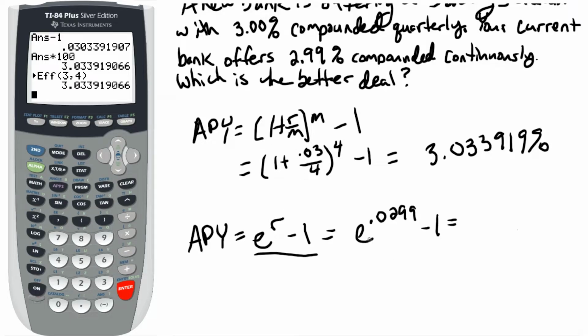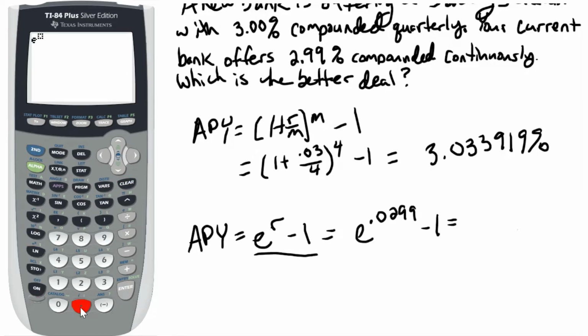We're going to plug in e to the 0.0299. Remember, 2.99% converted to a decimal. Let's clear this out. Let's plug it in and see what we got. E to the 0.0299 minus 1. And in this case, let's multiply this by 100 to get back to our percentage.